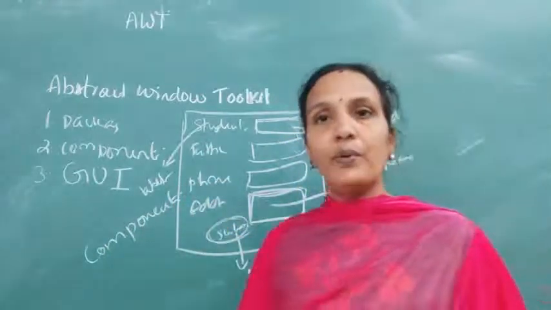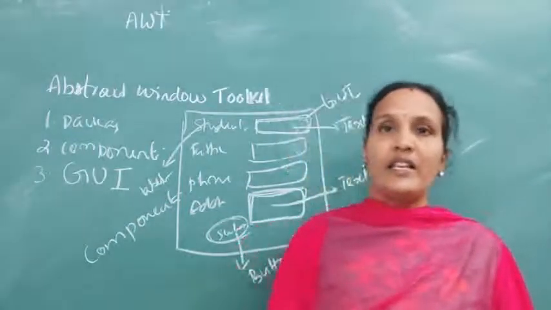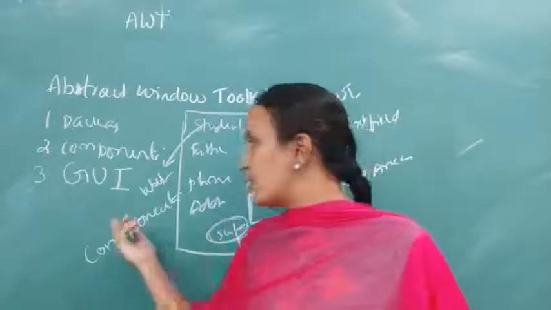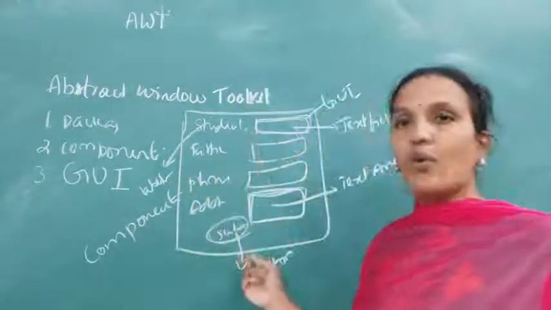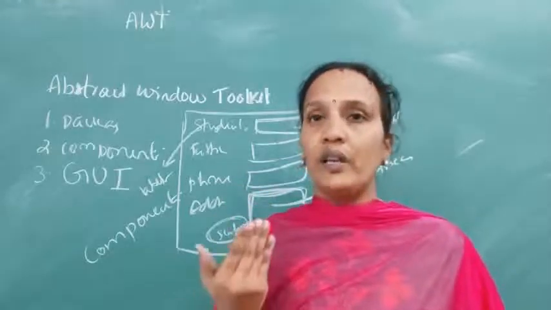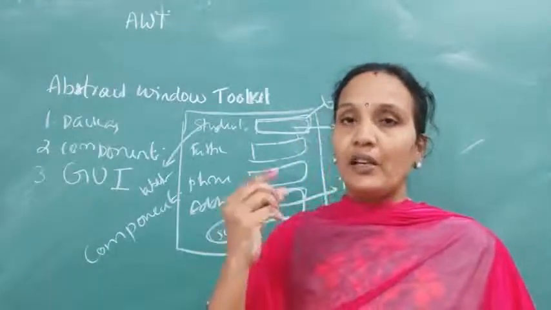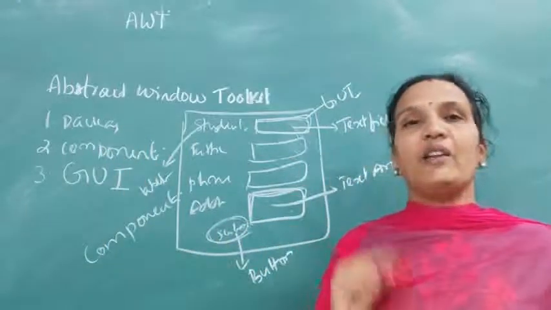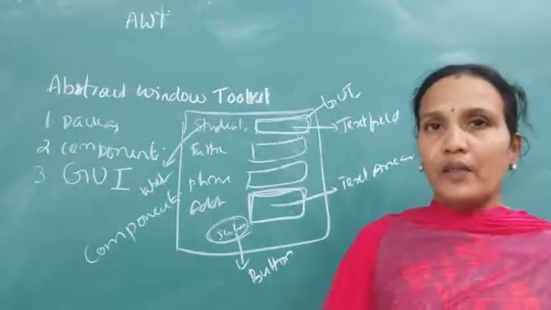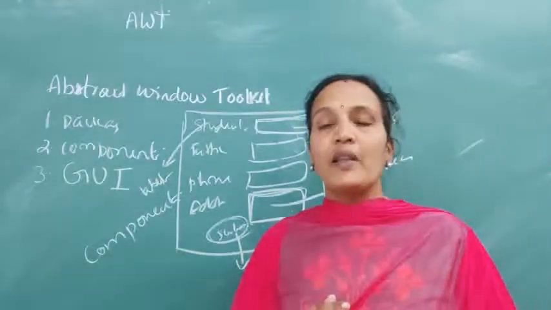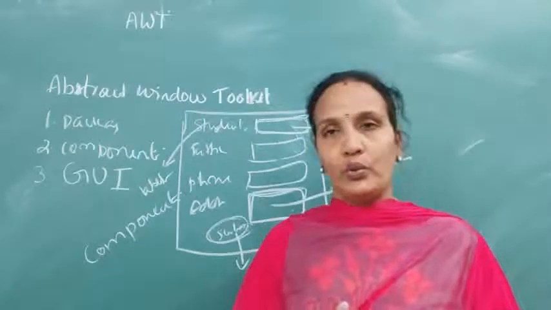For these components, in the AWT package we have component classes. Using these classes, you can use all these components, and for each and every component we'll create one object and add this component in a frame. So you will get a graphical user interface. Understood? This is only the introduction part to the Abstract Window Toolkit.